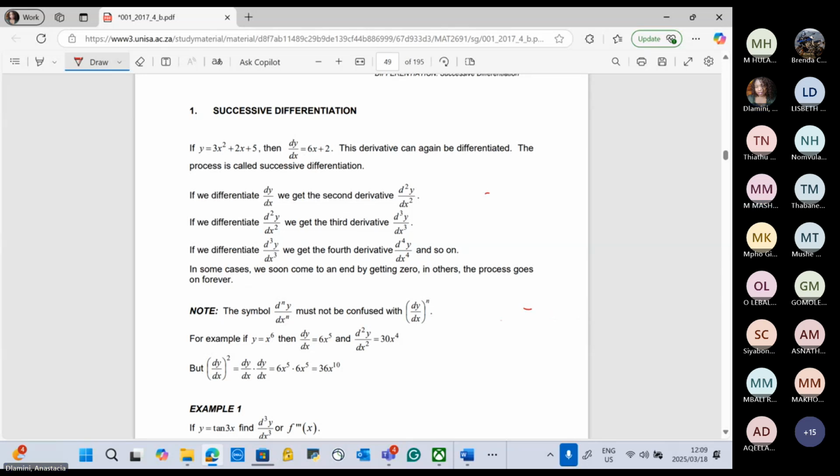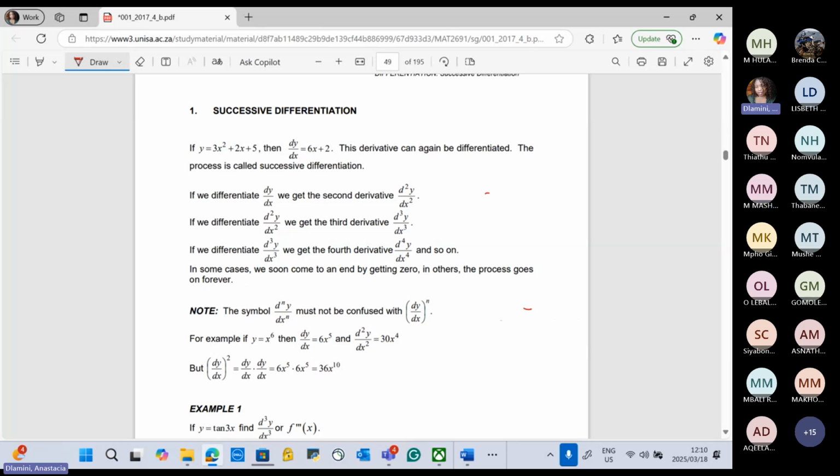So the symbol d to the power of n y over dx to the power of n must not be confused with the power. Does it make sense? Yes, ma'am. It makes sense.